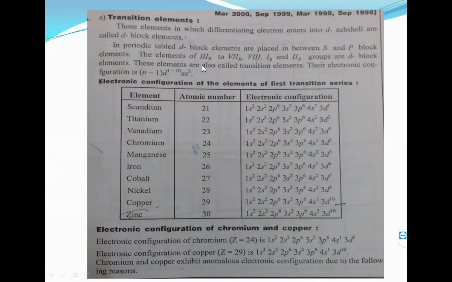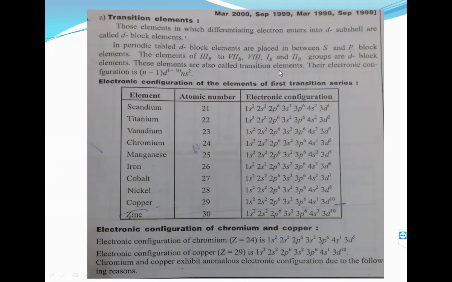These elements are also called transition elements. That means from 3rd B to 7th B and the 8th group. In the 8th group, there are 3 groups, 8th A, 8th B and 8th C, and 1st B and 2nd B. All these groups are called D block elements. They are also known as transition elements.